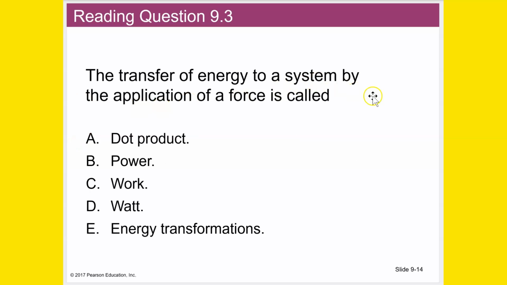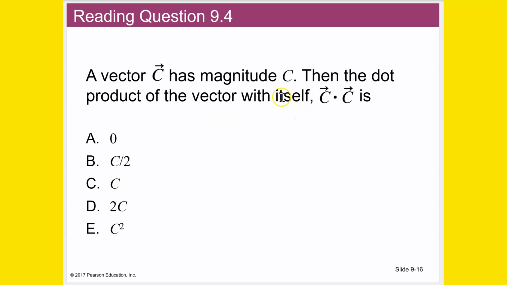All right, the transfer of energy to a system by the application of a force is called what? Well, that's what work is. That's called work. All right, a vector C has magnitude C. So this is the vector symbol. This is just a numerical quantity. Then the dot product of the vector with itself is, we have not talked about what a dot product is yet, but it is C squared. So it's kind of what you would expect, like C times C is C squared. But there's more to it than that. We'll talk about it later.